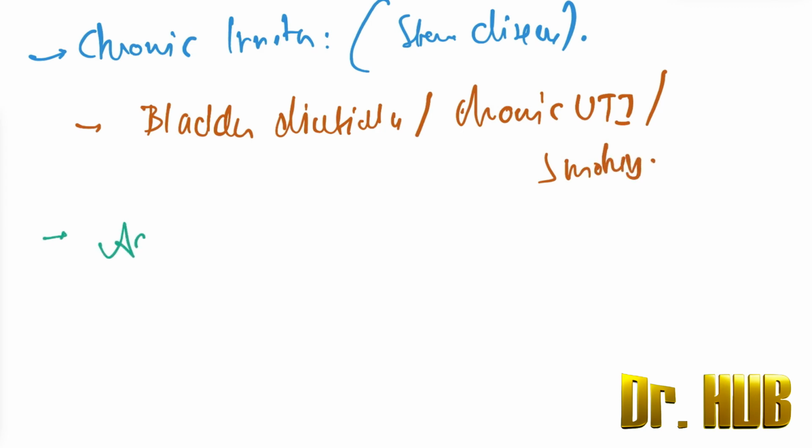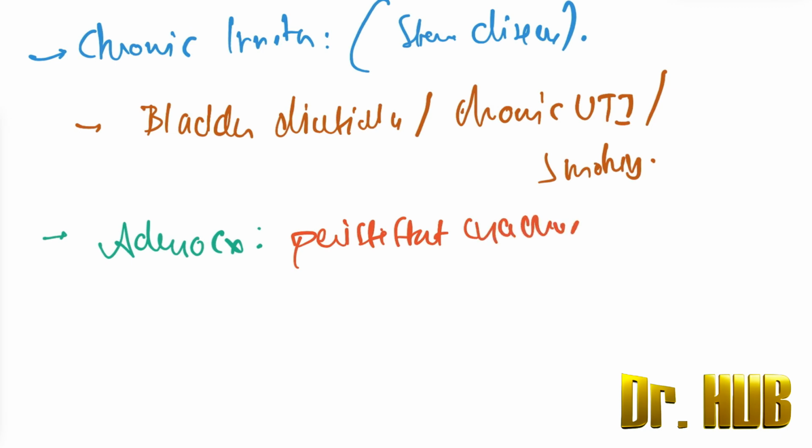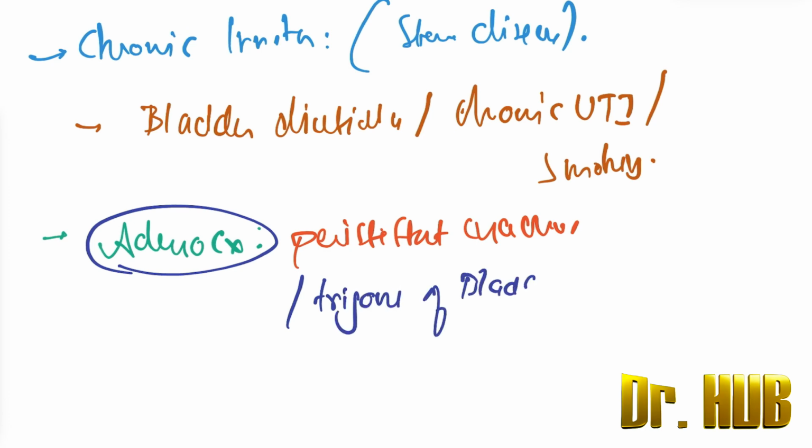Next, there is adenocarcinoma. Adenocarcinoma includes the persistent urachus. So in case of squamous cell, it was schistosomiasis, chronic irritation caused by stone, bladder diverticula, chronic UTI, and smoking. In terms of adenocarcinoma, it is going to be the persistent urachus or the trigone of the bladder. Next, there is congenital bladder exstrophy.